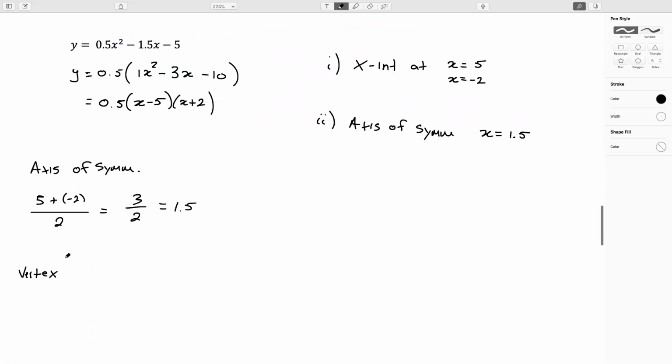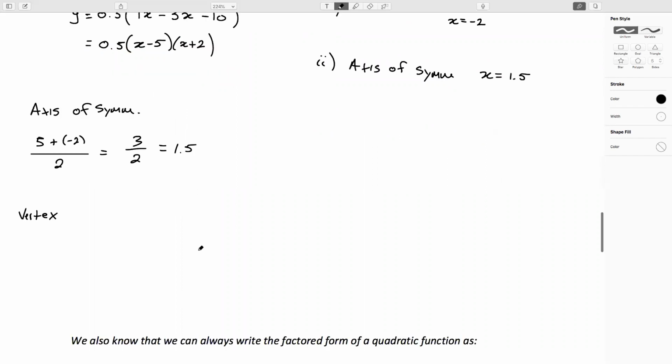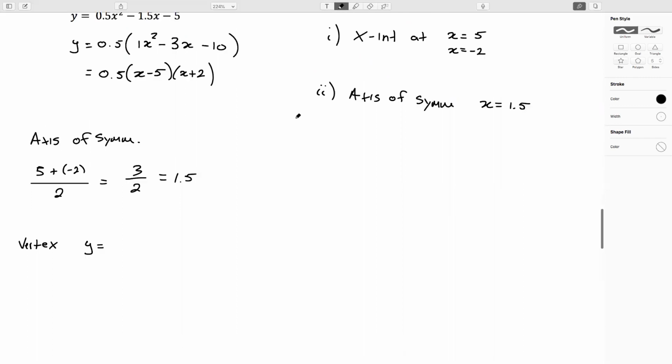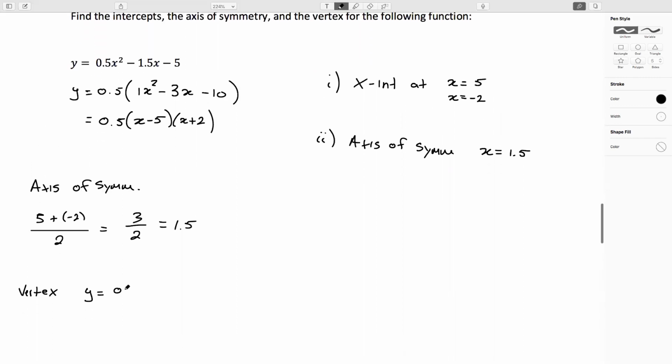We're going to take the axis of symmetry, plug that in as x, and find the y. So y equals 0.5 times 1.5 squared minus 1.5 times 1.5 minus 5. Grab a graphing calculator, punch that in.